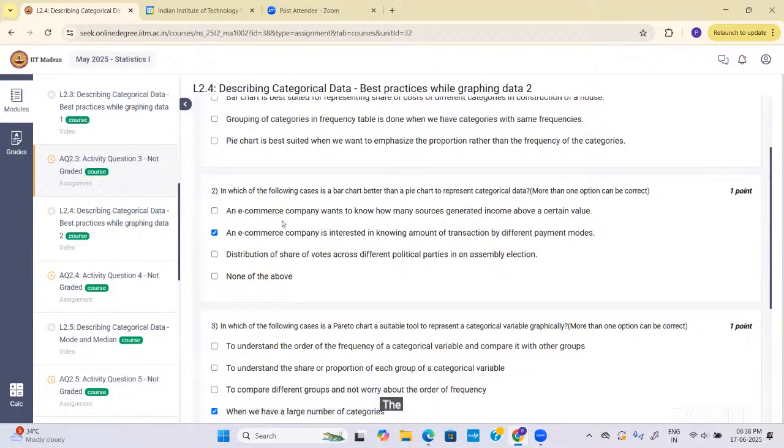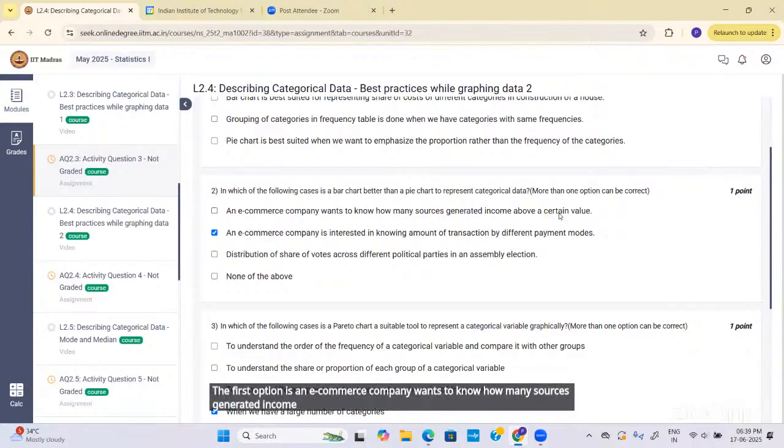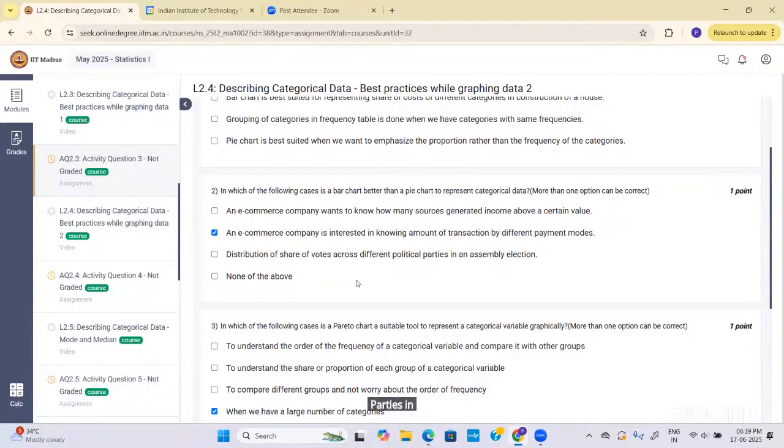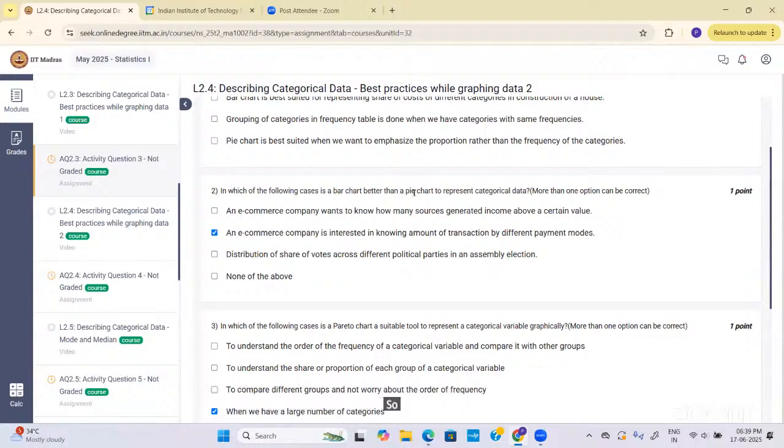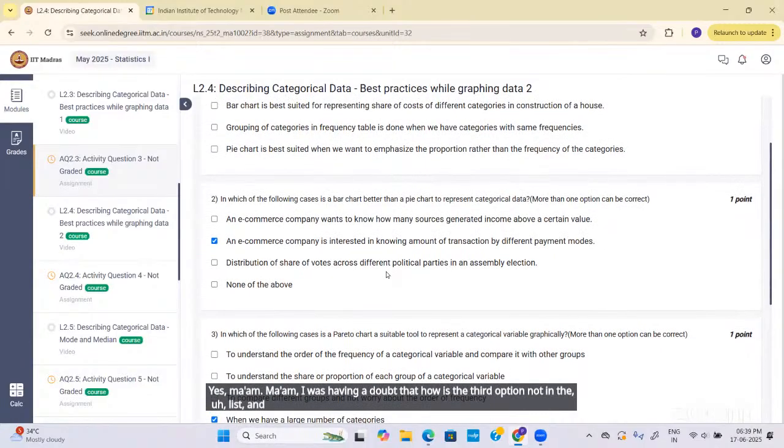The first option is an e-commerce company wants to know how many sources generated income above a certain value. Then an e-commerce company is interested in knowing the amount of transaction by different payment modes, and then distribution of share of votes across different political parties in assembly election. None of the above. So you have to see in which cases a bar chart is better. What's the doubt? Ma'am, how is the third option not in the list, and how is the second option in the answer list?